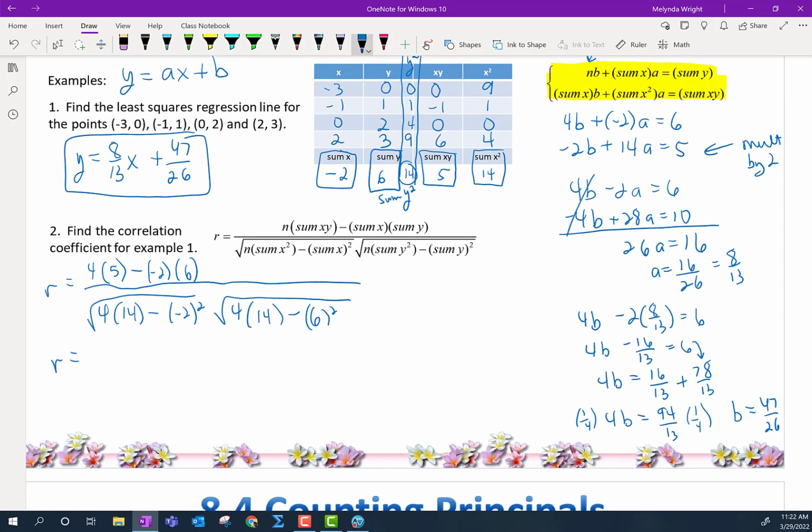So 4 times 5 is 20. 2 times 6 is 12. 20 plus 12 is what? 32. And then we've got, of course, I'm doing a calculator with this. 4 times 14 minus 4 is going to give me the square root of 52. And then 4 times 14 minus 36 gives me the square root of 20.